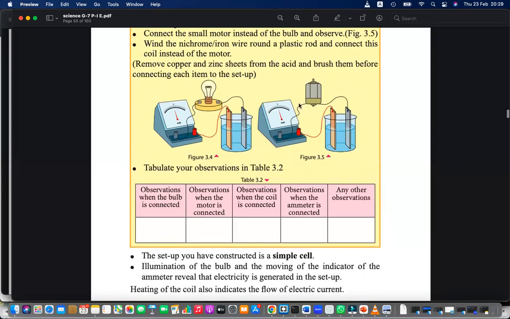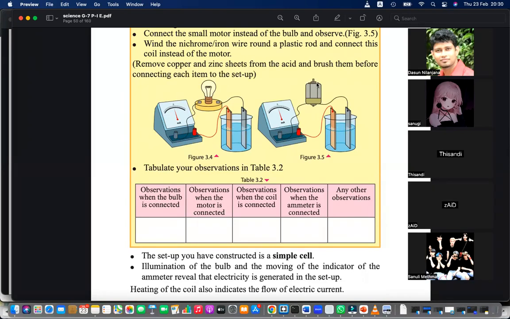And nichrome coil if you connect, because of the electricity it is getting heat. And here bulb is connected, you can see a very small light, and the motor will slowly rotate. So these observations, but sometimes you will not see the bulb light as well as the motor rotation.